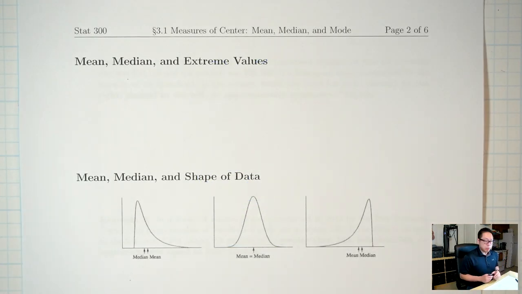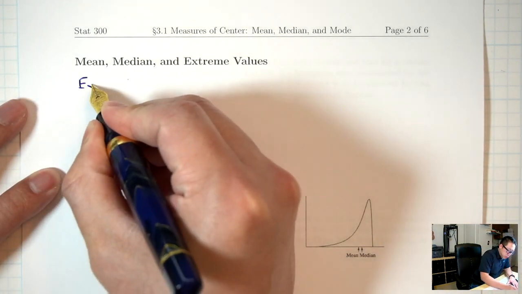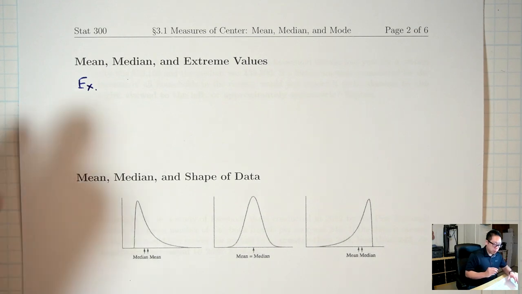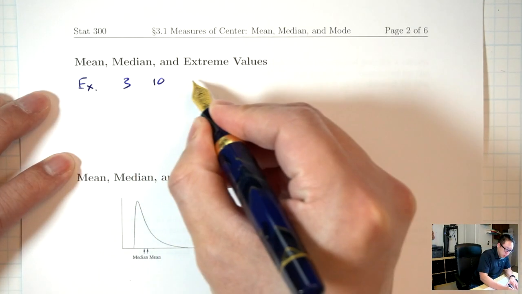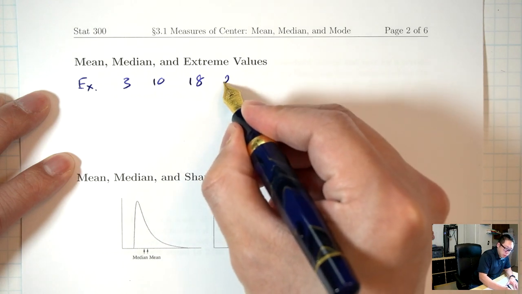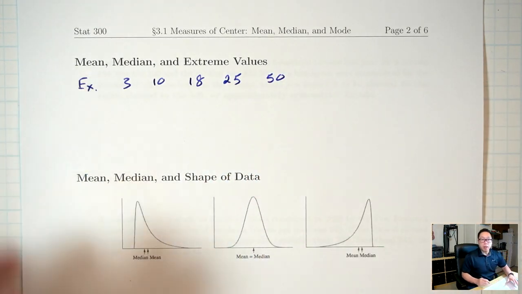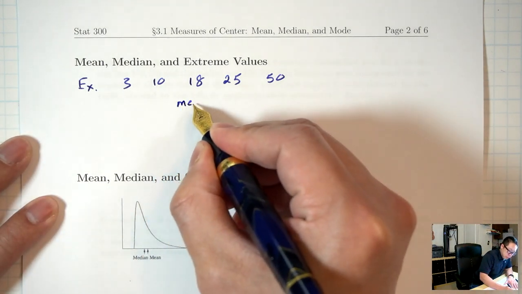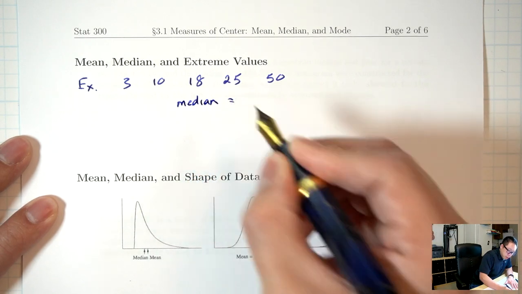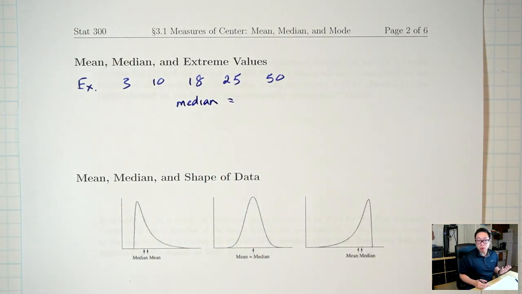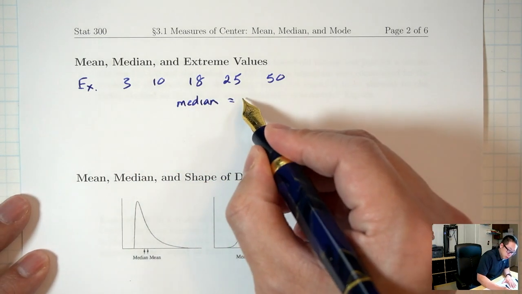The next thing I want to talk about is the relationship between mean, median, and extreme values. I'm going to start off with an example. I'm going to pick some numbers here: 3, 10, 18, 25, and 50. I'm going to find the median and the mean for this set of numbers. To find the median, put the numbers in order. They're already in order. Pick the middle number. The middle number here is 18. So the median is 18.